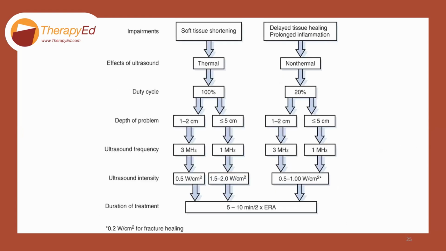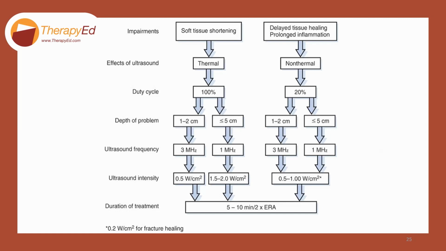So this is kind of nice. This is out of Michelle Cameron's textbook, From Research to Practice. And so I like this. It's pretty good. She talks about soft tissue shortening, use thermal. And so that means it's a continuous 100% duty cycle. If the depth of the problem is shallow, then you use 3 megahertz. If it's greater than that, or if it's 2 to 5, then you want to use 1 megahertz.